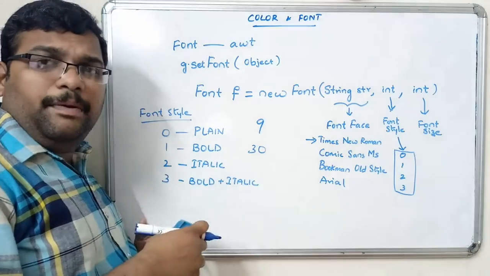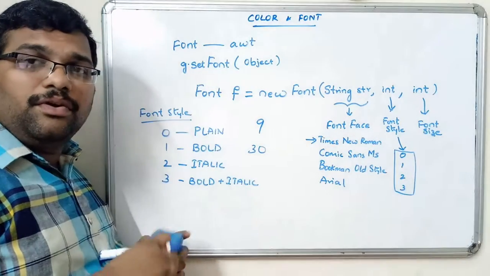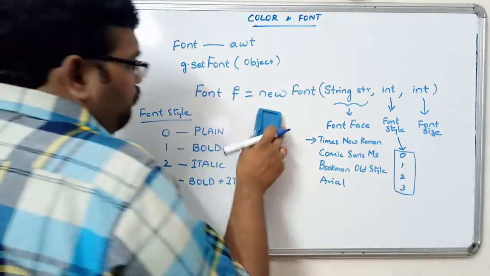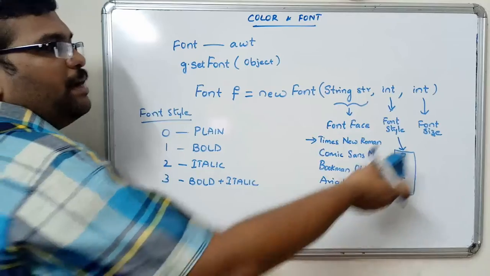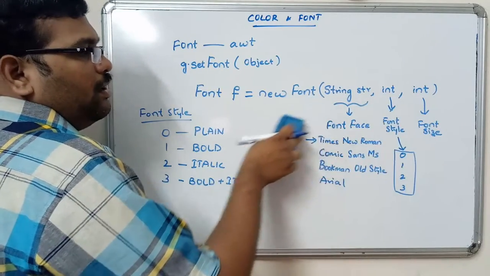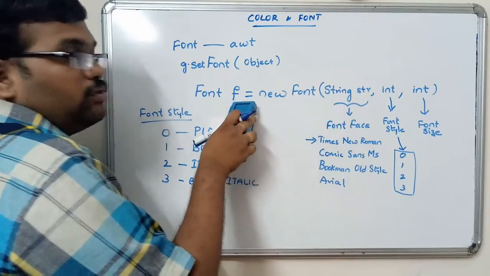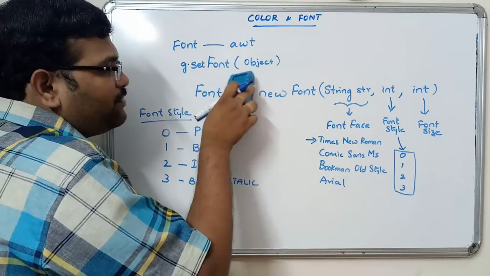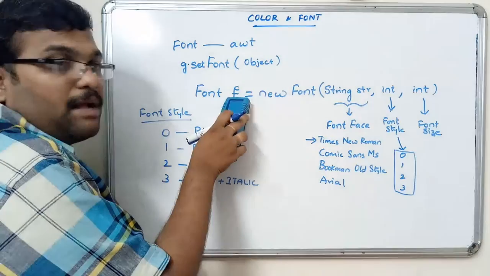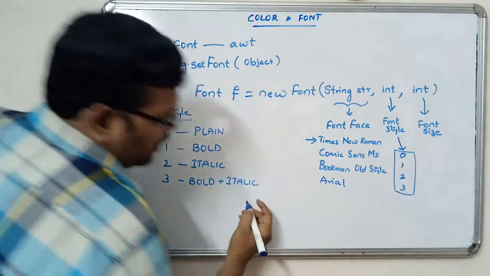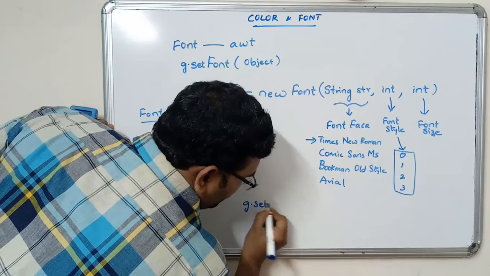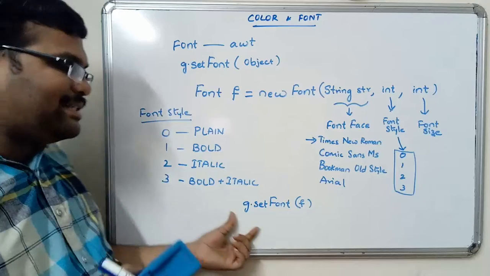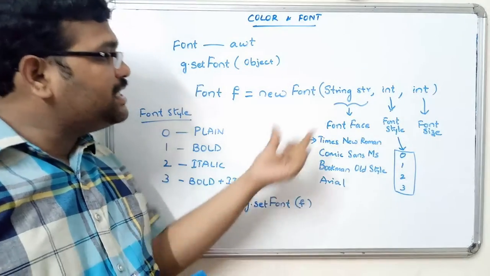If you see the implementation part of this, your doubts will be clarified and you will get a better understanding. Once you pass all these parameters to the font, those parameters will be assigned to the object f. f is an object of Font. So this f should be given as a parameter to setFont. So g.setFont(f), automatically whatever text we write after this method, this will be applied.